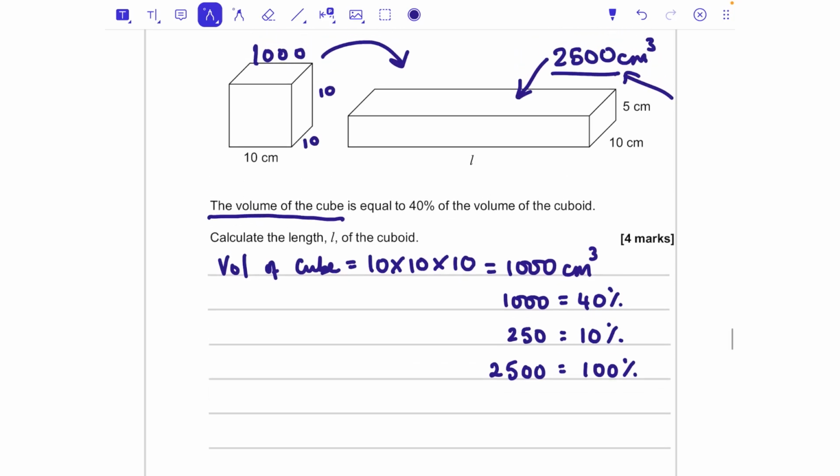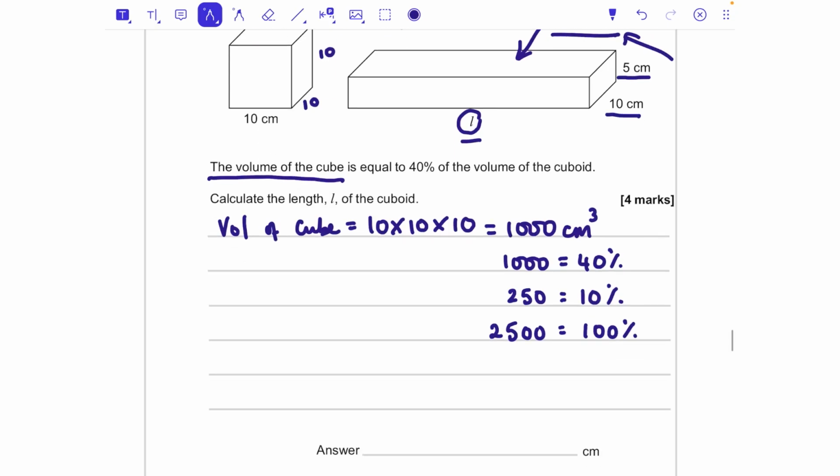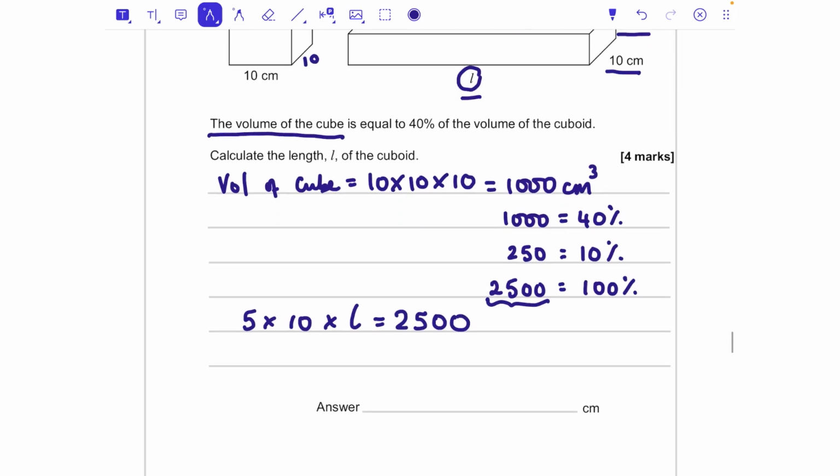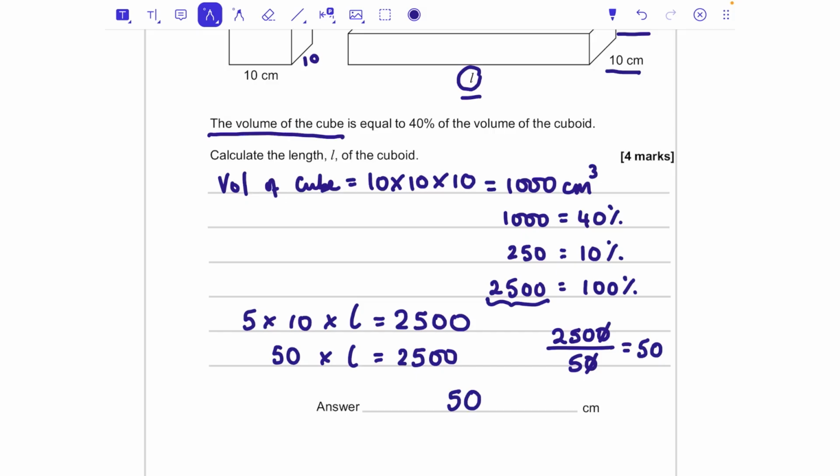Okay, fine. So now we need to know what is the length of that cuboid. And again, we're going to get the volume by doing 5 times 10 times the length. So we know 5 times 10 times by L needs to equal 2,500 because we know that's the volume of that cuboid. So that's 50 times by L equals 2,500. So I need to do 2,500 divided by 50. And again, when we divide, much easier to write it as a fraction and just simplify your fraction. So dividing them both by 10, I'm then left with 250 divided by 5, which is 50. So the answer, the length, L, would need to be 50.